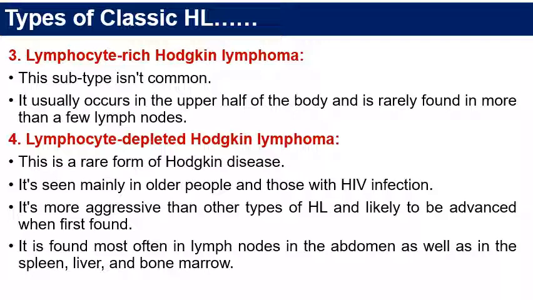And fourth is lymphocyte depleted Hodgkin lymphoma. This is a rare form of Hodgkin disease, but it is a very dangerous one. It's seen mainly in older people and those with HIV infection. It is more aggressive than other types of HL and likely to be advanced when first found. So though it rarely happens, if it occurs, then it is a very complicated one. And it is found most often in lymph nodes in the abdomen as well as in the spleen, liver and bone marrow. So it is about the metastasis spreading out of the lymphatic system.